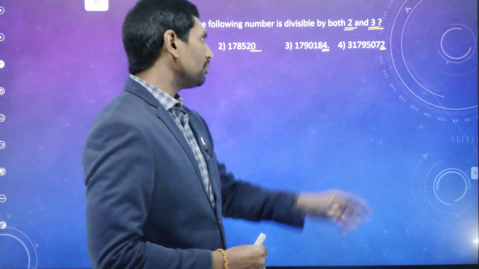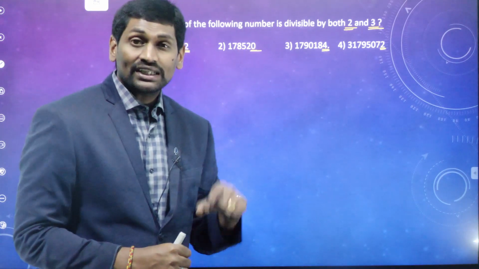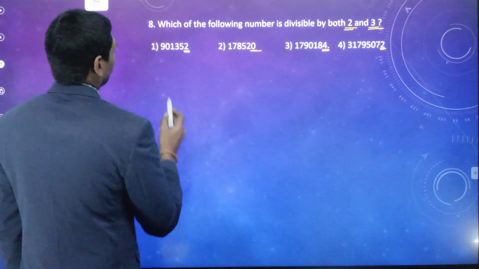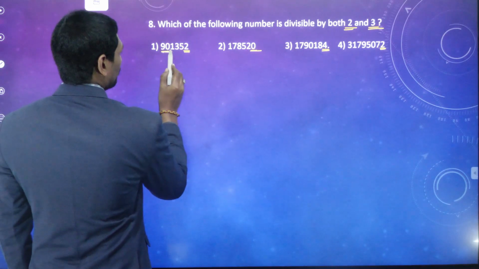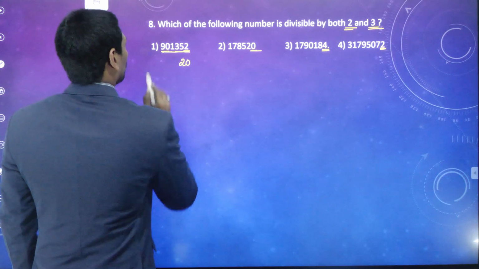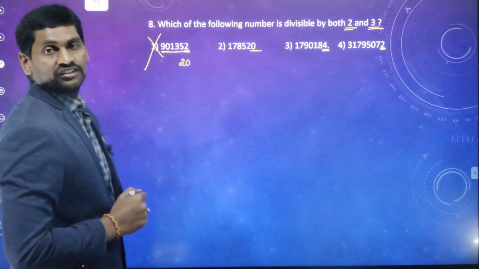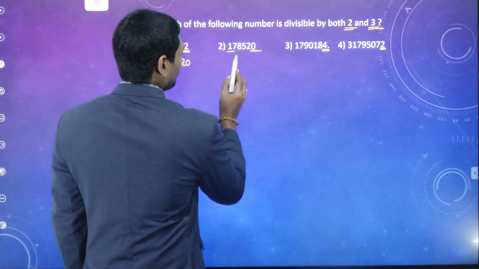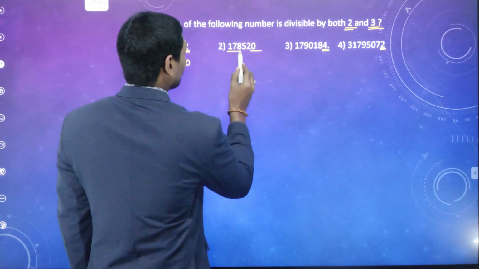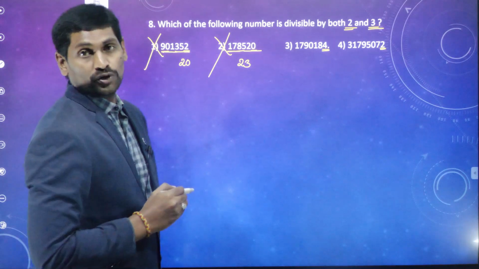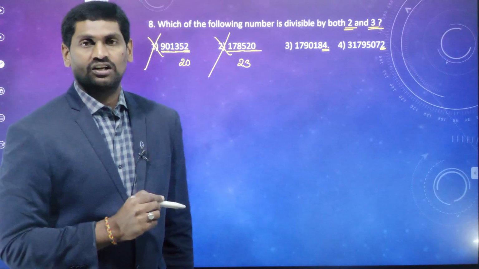True. Now check the divisibility rule for 3. What is the divisibility rule for 3? The sum of digits of a number is a multiple of 3. Let us try to check their sums. 9 plus 0, 9, 9 plus 1, 10, 13, 13 plus 5, 18, 18 plus 2, 20. 20 is not a multiple of 3. So the first option is incorrect. Second option: 1 plus 7, 8, 8 plus 8, 16, 16 plus 5, 21, 23. So 23 is also not divisible by 3. So the second option is also incorrect.